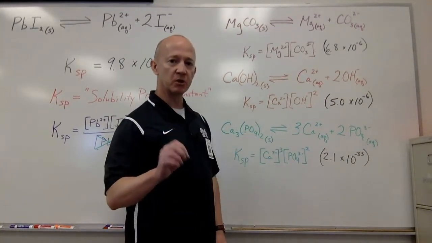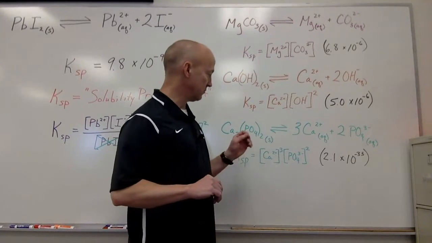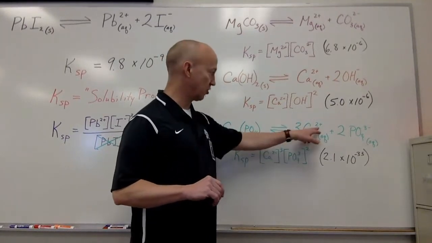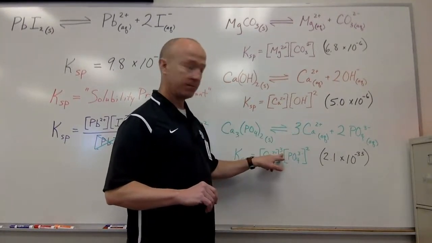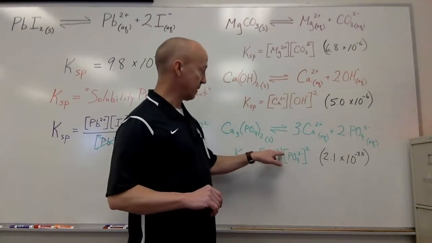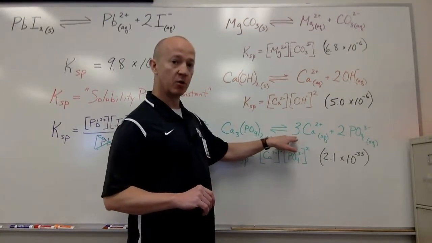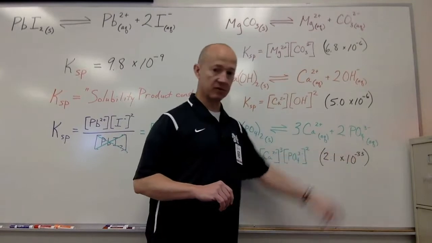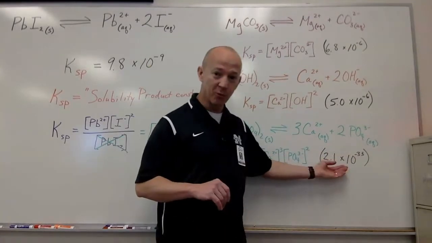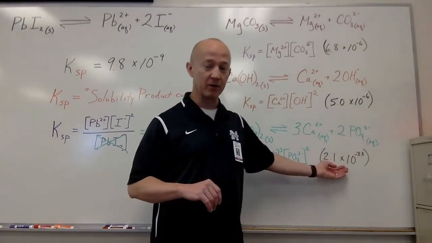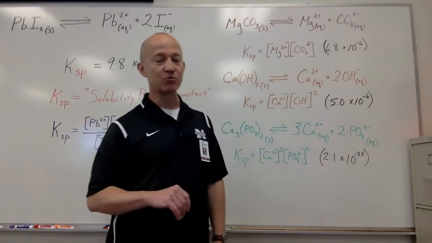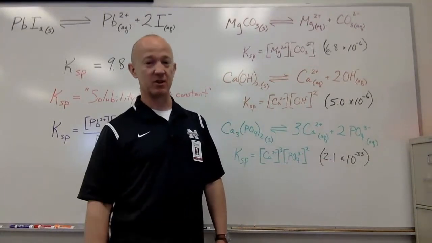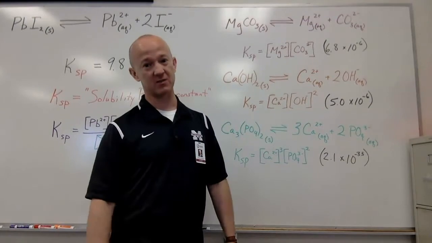Now, make sure when you do this that you don't get confused with the charge and the power. Okay? Remember, the power comes from the coefficient in front of each of these ions. The Ksp is 2.1 times 10 to the -33rd. Wow, that is extremely hard to dissolve. You're not going to get much in the way of ions at all from this.